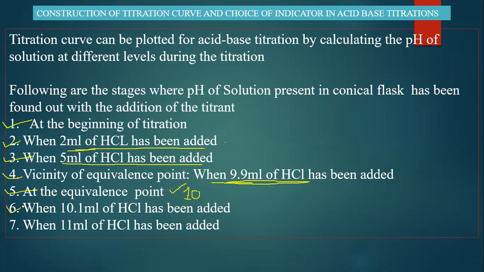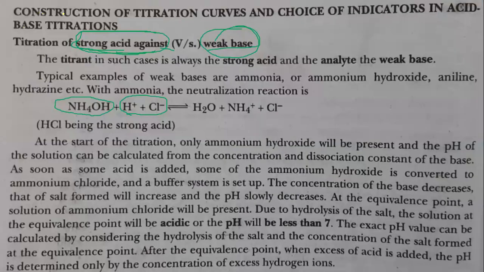When you are adding 10.1 ml of HCl from the burette to the sodium hydroxide, then when we are adding 11 ml of HCl to the sodium hydroxide, all these are the places where we are going to determine the pH of the solution in the conical flask or the beaker. What we are taking in the beaker is sodium hydroxide.